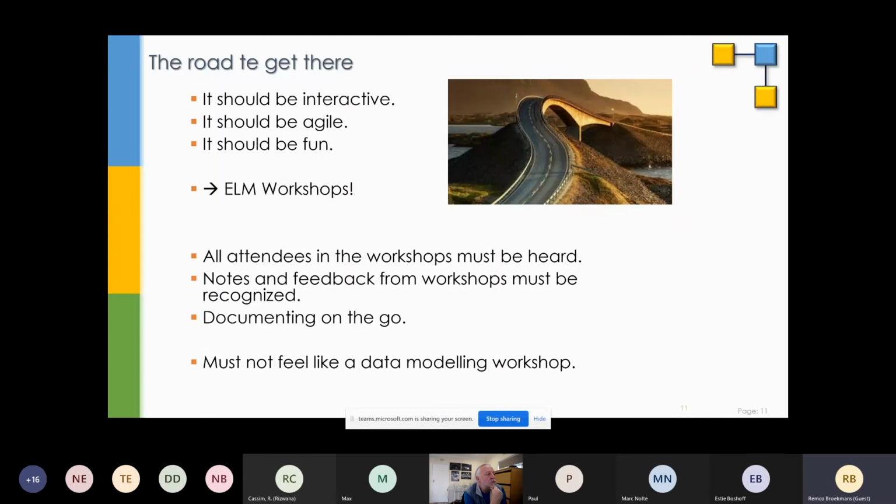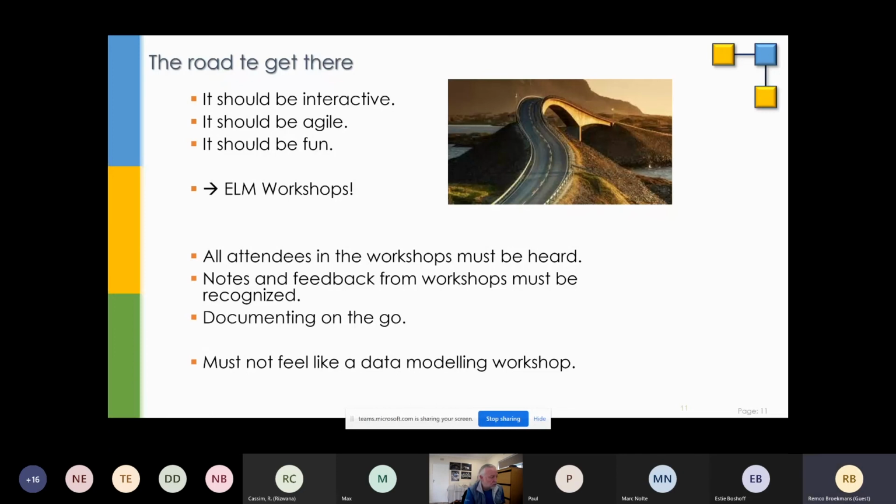And everything we do, we make notes out of it, we give feedback, and people must say, yeah, I recognize what you were saying. I was talking about a client, and I see that in one of the artifacts, or multiple artifacts, I see the client on it. So yeah, cool, they listen to me. By the same token, we document on the go. And most important, don't make it feel like a data modeling workshop.